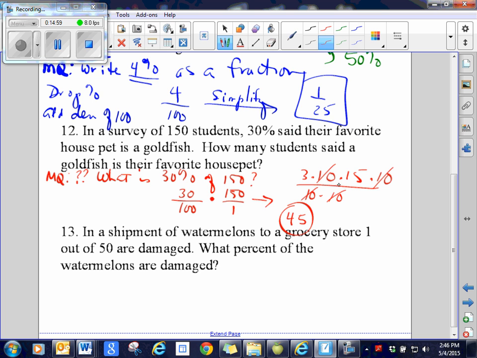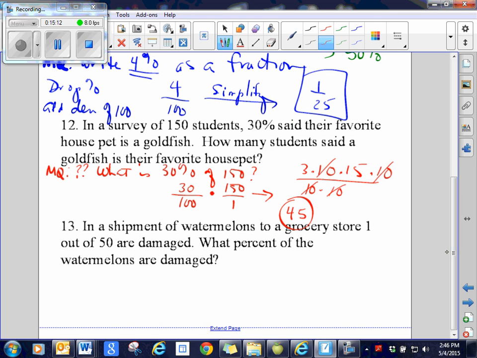Please notice how I did all this multiplication without a calculator. I'm doing this with single fraction bars and canceling before I multiply. I hope you do that too. I would expect that you could do this without a calculator. And I will let you finish number 13 in much the same way that we have done the other ones. Will you please write the math question and then your work for solving it.